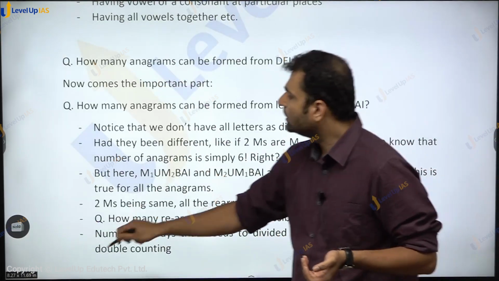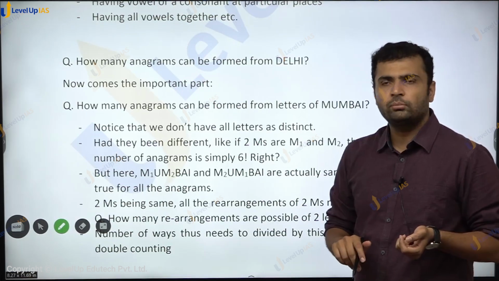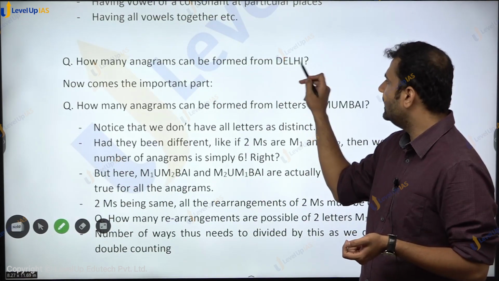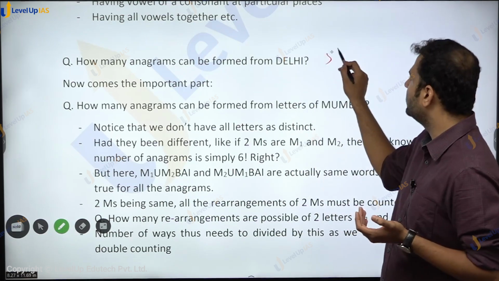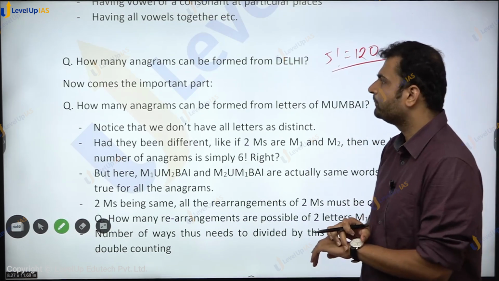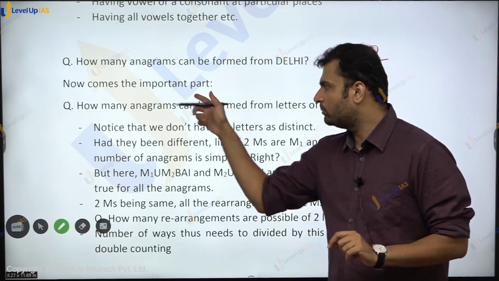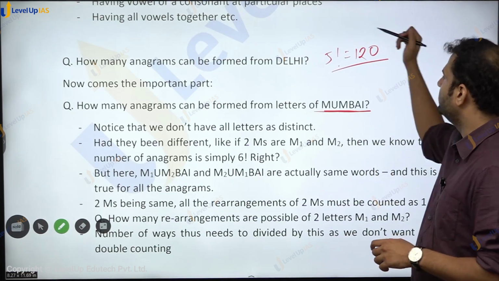The first question, we'll solve through questions only. How many anagrams can be formed from the word Delhi? D-E-L-H-I. A 5-letter word, no repetition, so it is simply 5 factorial, which is 120. No need to think about it. Now comes the important part. How many anagrams can be formed from the word Mumbai?